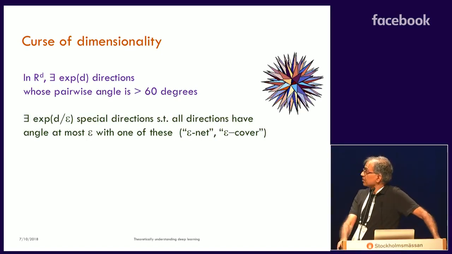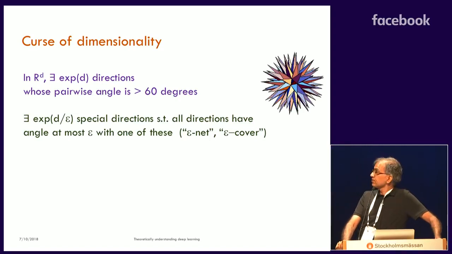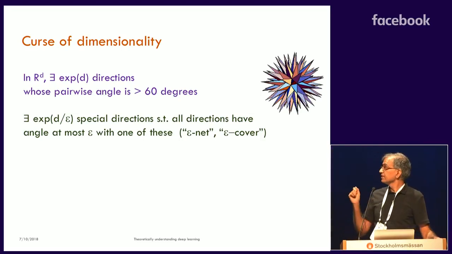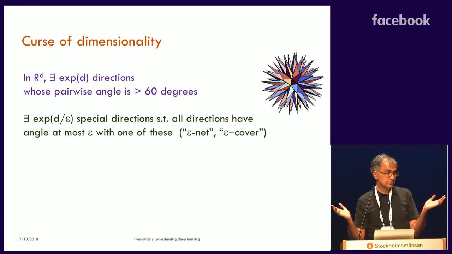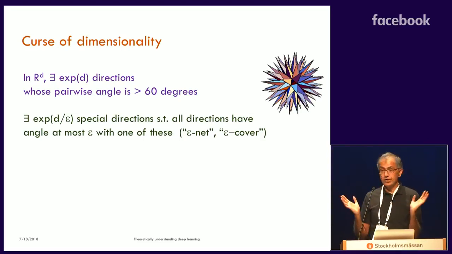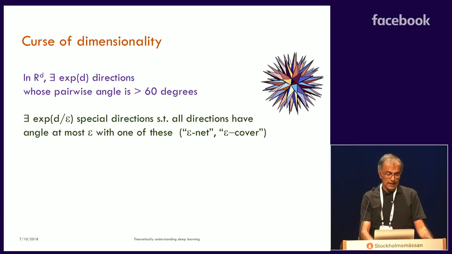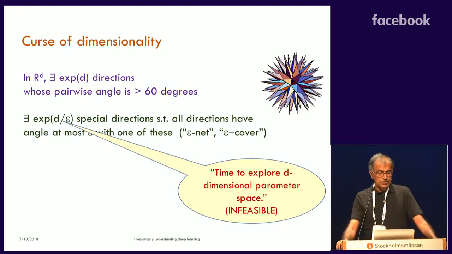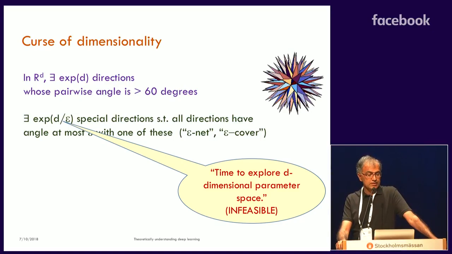So there's a lot of space, but there's not too much more. So there are also exponential in D over epsilon special directions, such that all other directions have angle at most epsilon with one of these special directions. So this is called sometimes an epsilon net or epsilon cover. And so this is where the exponential in D over epsilon comes from.